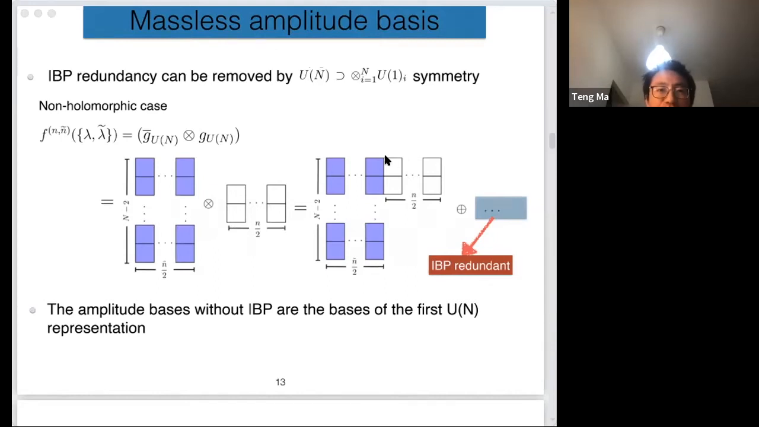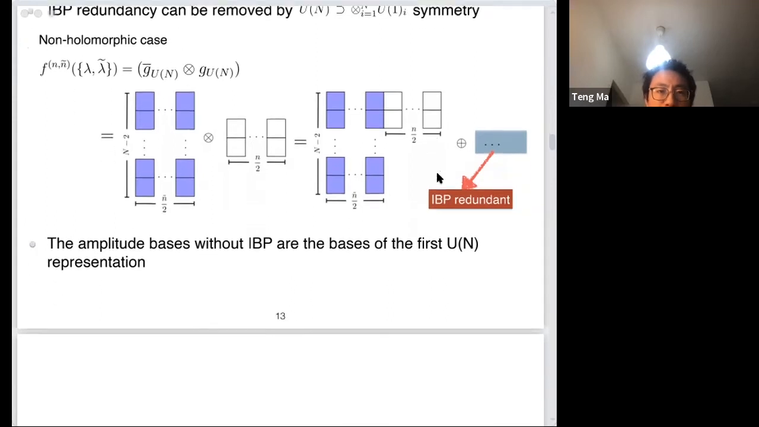So the polynomials in the other irreducible representations always contain a total momentum factor, which is zero. In this way, we can systematically construct the complete set of amplitude basis without worrying about the IBP redundancy.